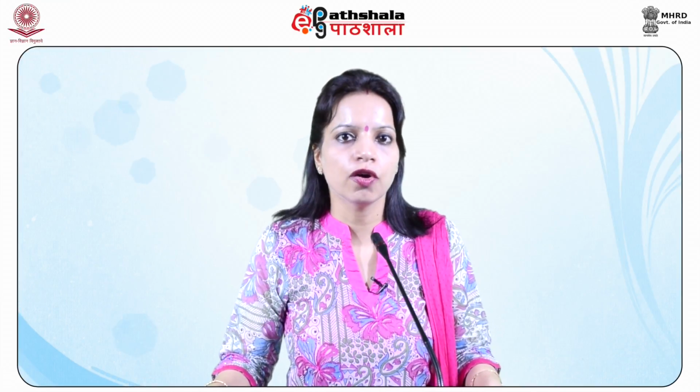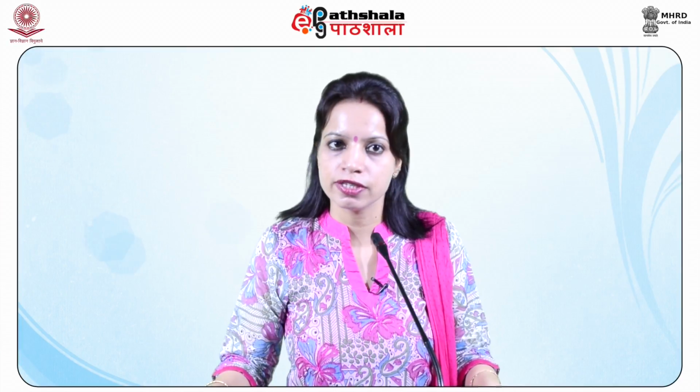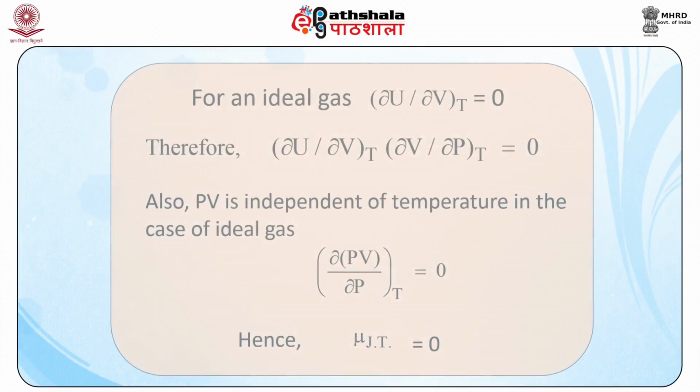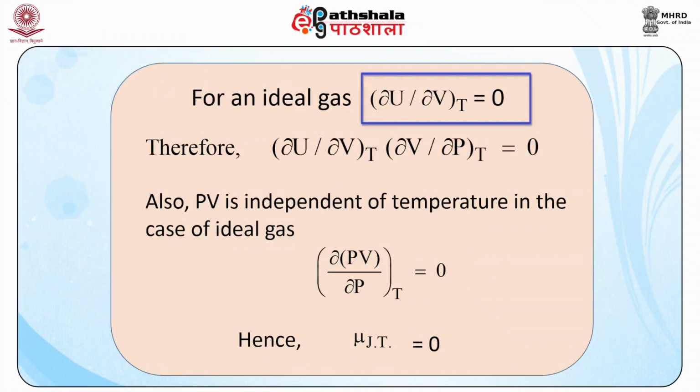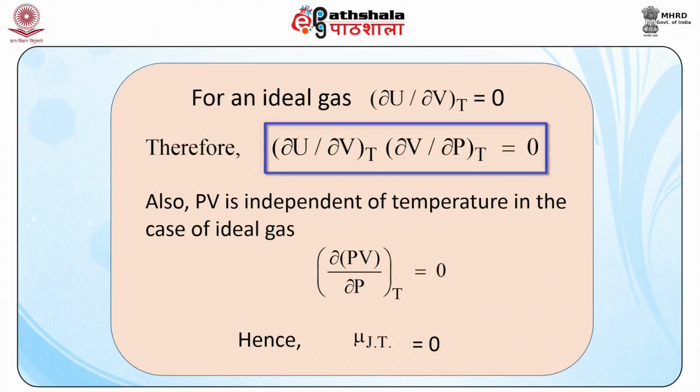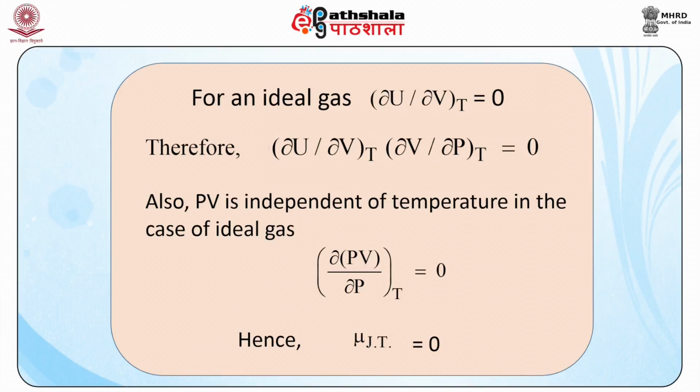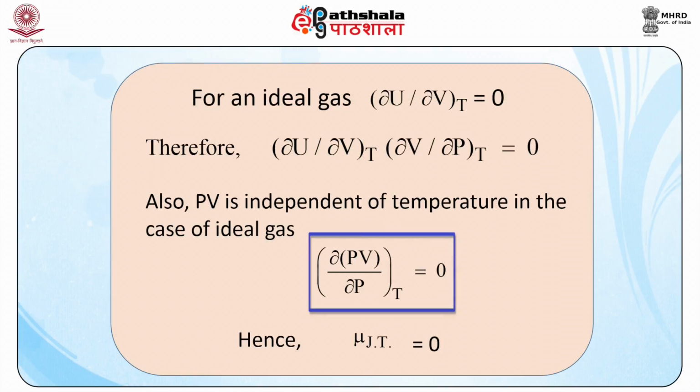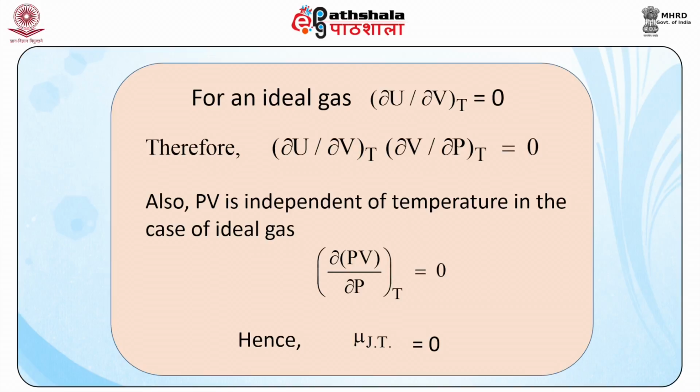As the internal energy of an ideal gas at constant temperature is independent of its volume, that is, for an ideal gas, ∂U/∂V at constant temperature is 0. Therefore, ∂U/∂V at constant temperature into ∂V/∂P at constant temperature is equal to 0. Also, PV is independent of pressure in the case of an ideal gas. Therefore, ∂(PV)/∂P at constant temperature is equal to 0. Hence, the equation will become μJT equal to 0. This shows that Joule-Thomson coefficient for an ideal gas is 0.